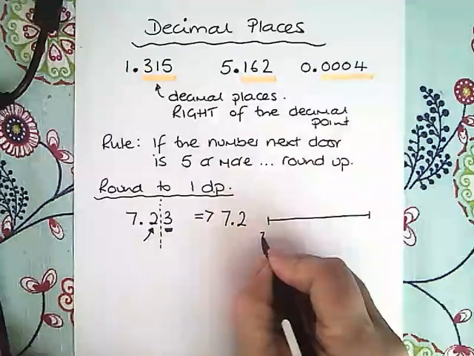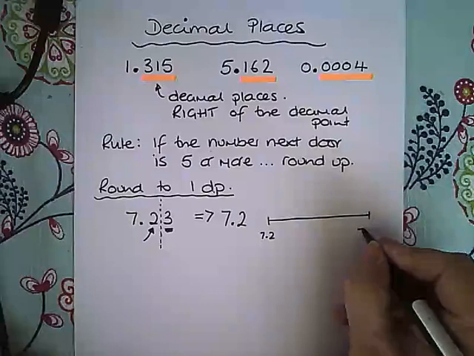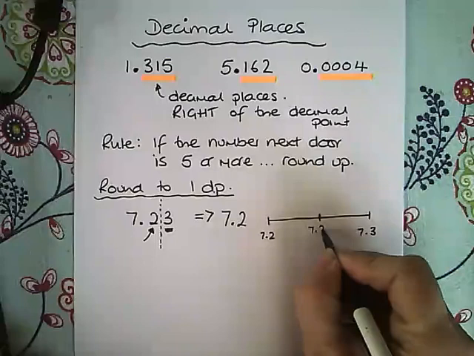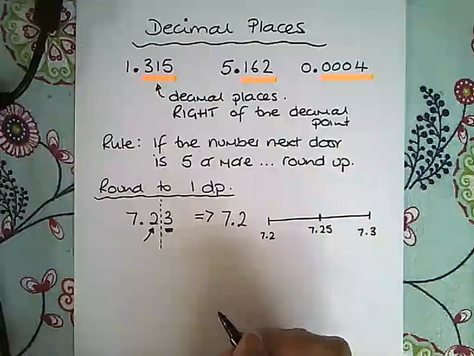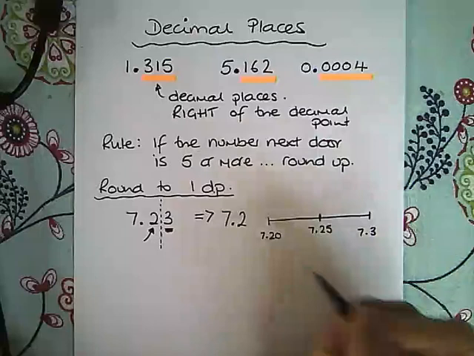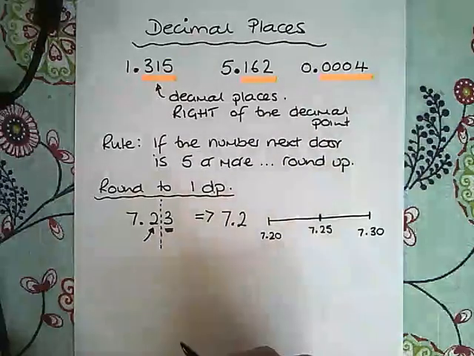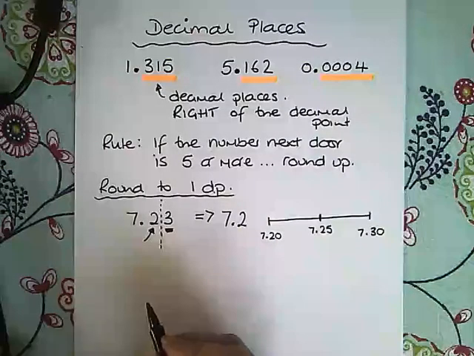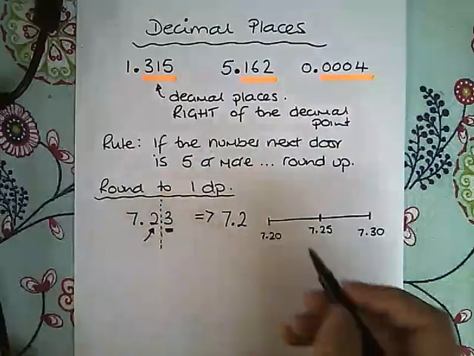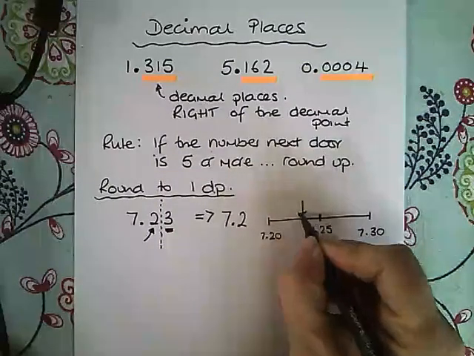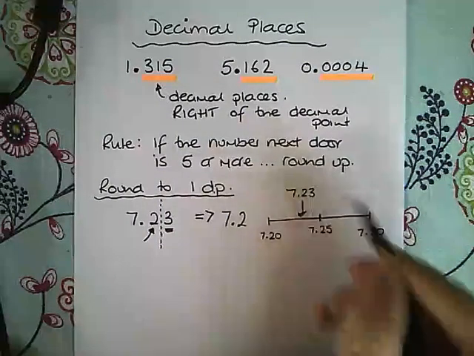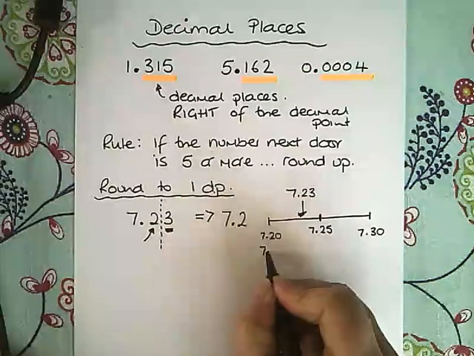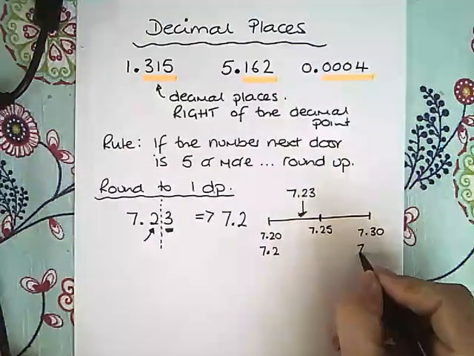If I've got 7.2 here, 7.3 here, and in the middle of that is 7.25. Sometimes it's helpful to think of it as 7.20 or 7.30, and then you've got 20, 25 and 30. And what happens with the 2, 3, so the 2, 3 is somewhere here, 7.23, and if we're rounding to 1 decimal place, it is closer to the 7.2 than it is to the 7.3.